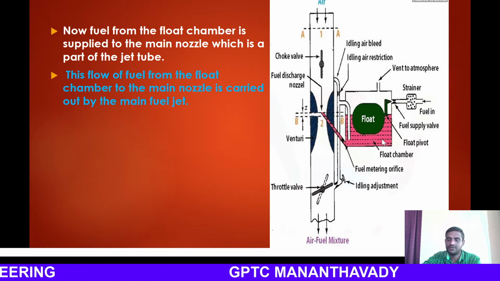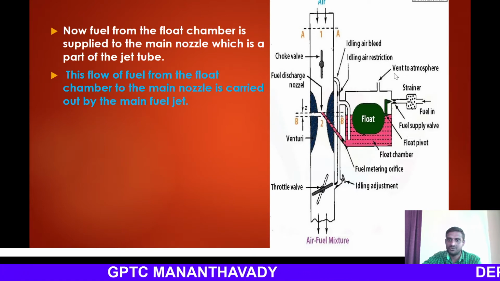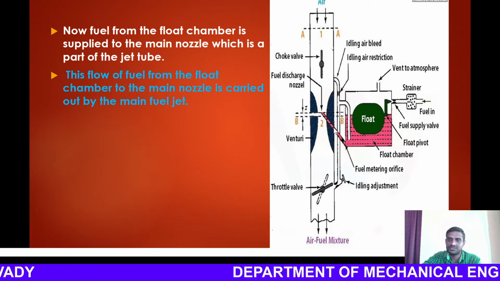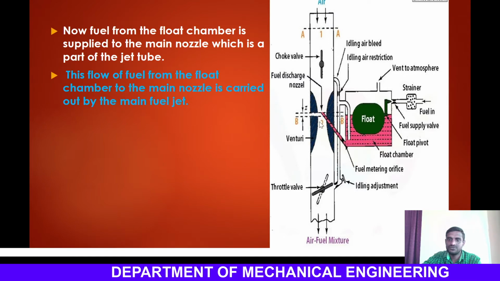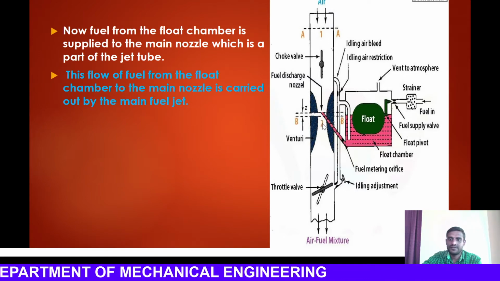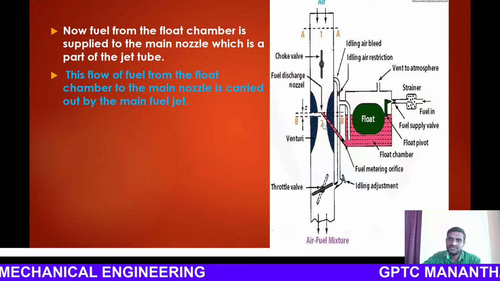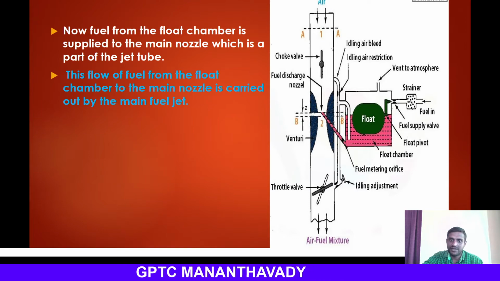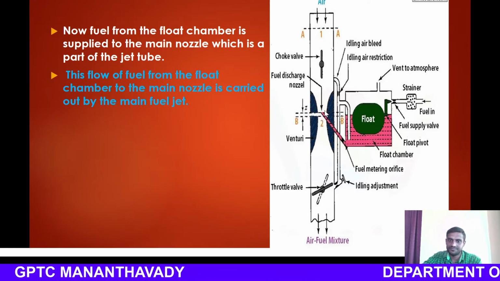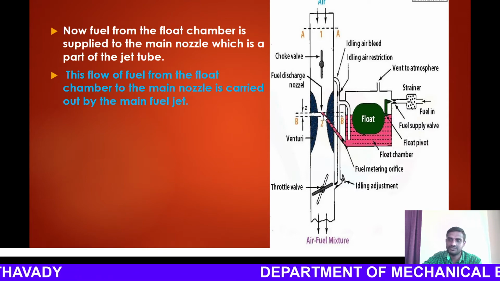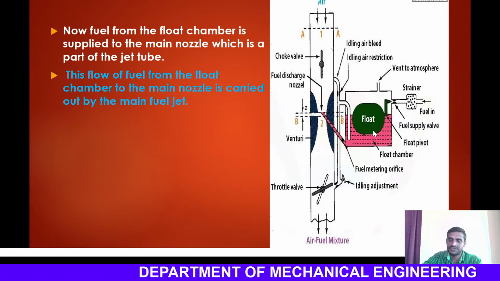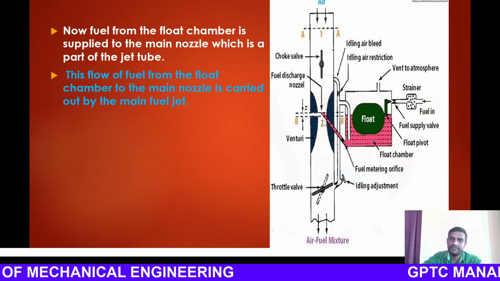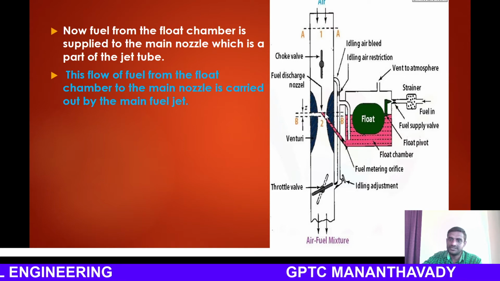We already discussed that in the float chamber there is atmospheric pressure, and in this venturi area you can see the cross sectional area is minimum. As the cross sectional area is minimum, as the air is flowing through this passage, what will happen? The velocity will be maximum, and a low pressure, a vacuum pressure, is created in this venturi region. So here is a vacuum, negative pressure, and here there is atmospheric pressure. So from the high pressure area to the low pressure area, the flow of fuel will take place. The fuel will be discharged through this fuel discharge nozzle.